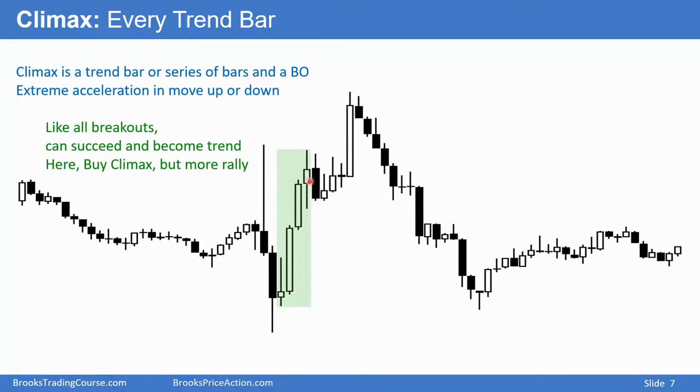This is a biclimax. It's a bull breakout, a bull reversal, but it's a strong biclimax, and it's unexpected. The odds are we'll get at least a second leg up.